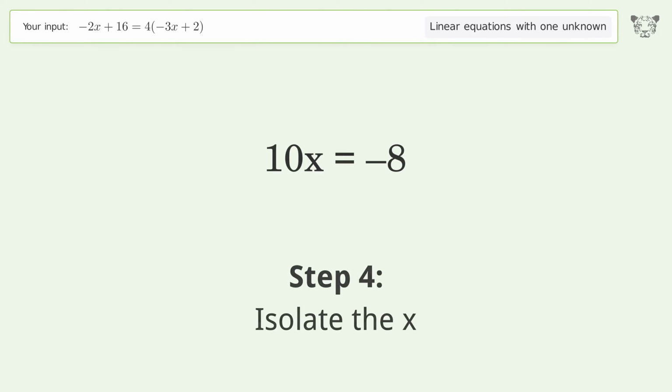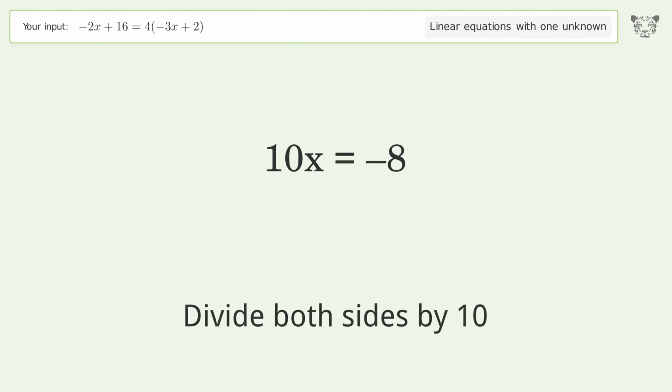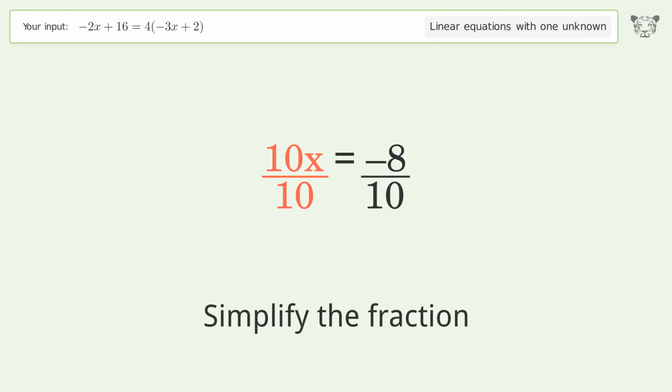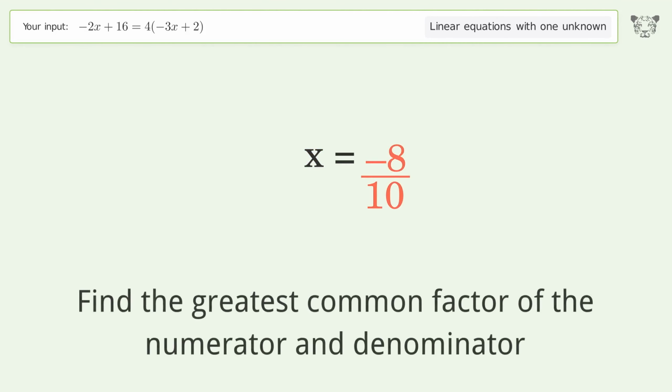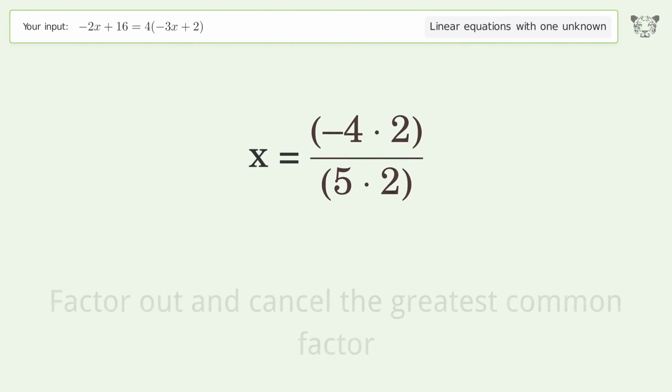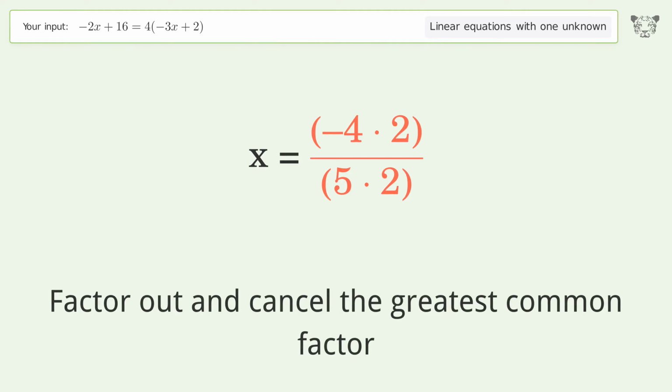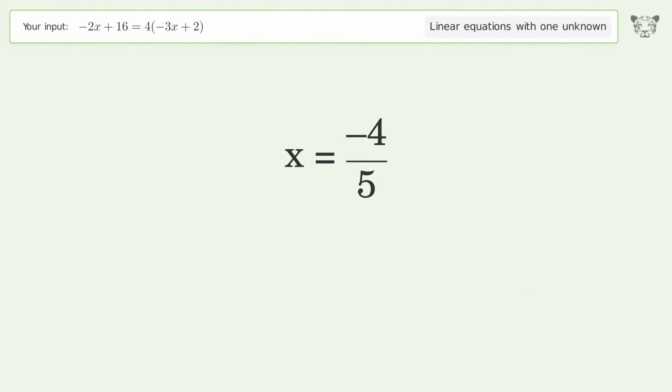Isolate the x. Divide both sides by 10. Simplify the fraction. Find the greatest common factor of the numerator and denominator. Factor out and cancel the greatest common factor. And so the final result is x equals -4/5.